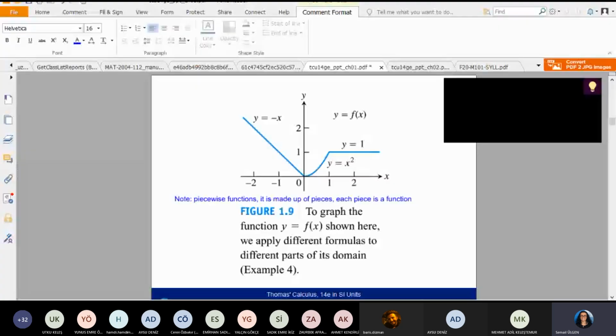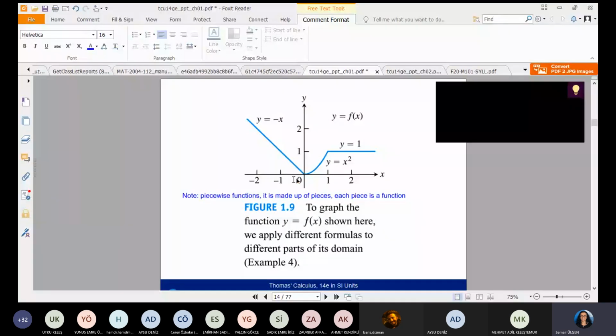Sorry about the break. So you can easily see this function, on this piece until 0, is decreasing. Between 0 and 1, it is increasing. And after 1, it's a constant function. It doesn't increase, it doesn't decrease, it just stays the same. We call it a constant function. So here, let's write it here. It is decreasing until x is equal to 0.